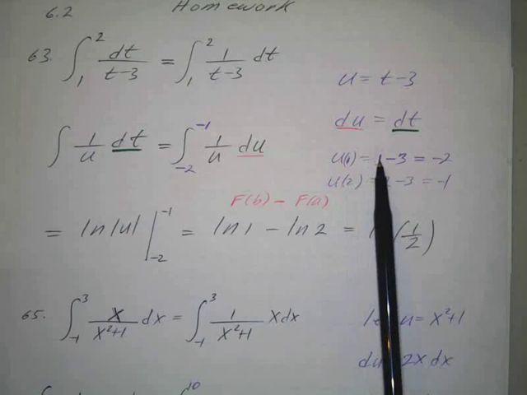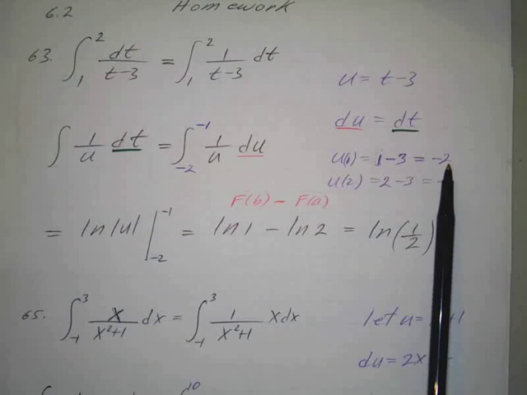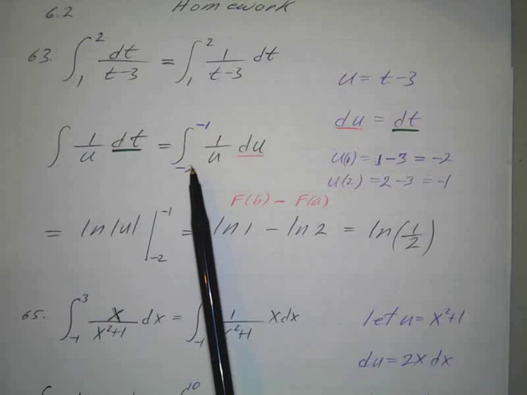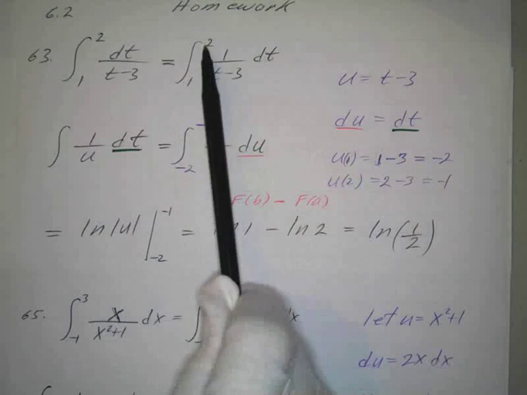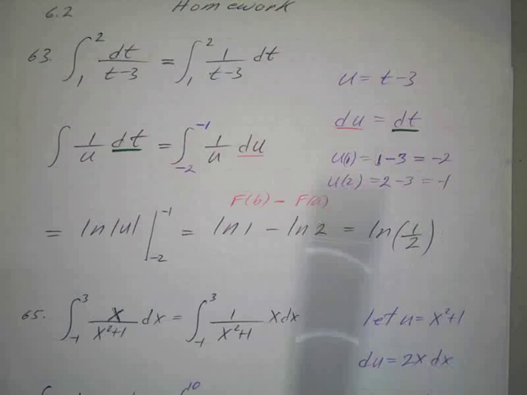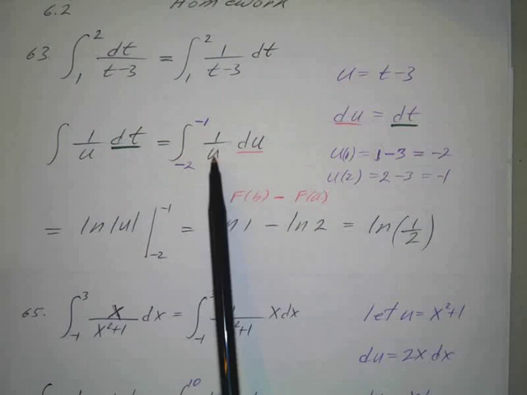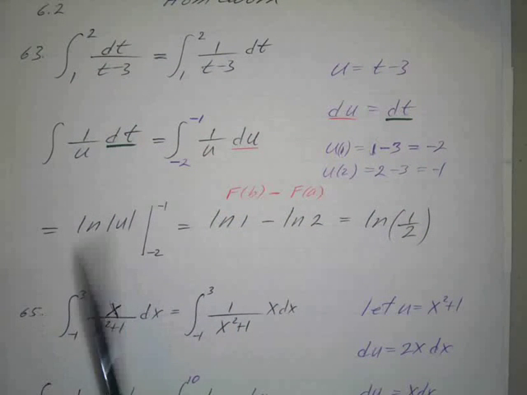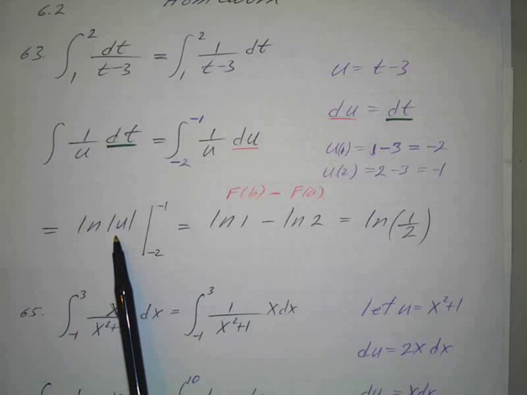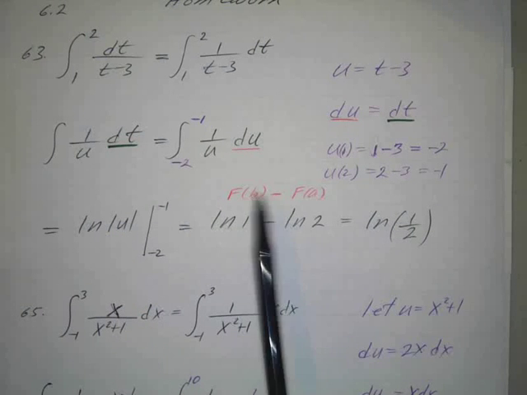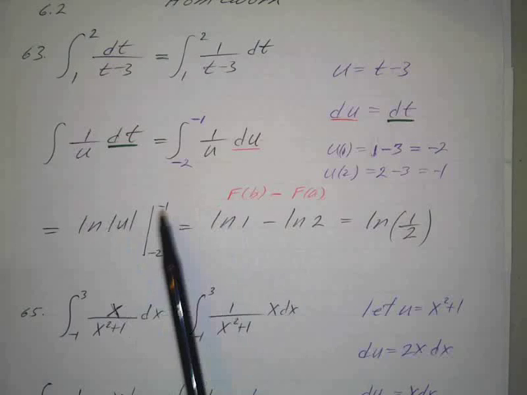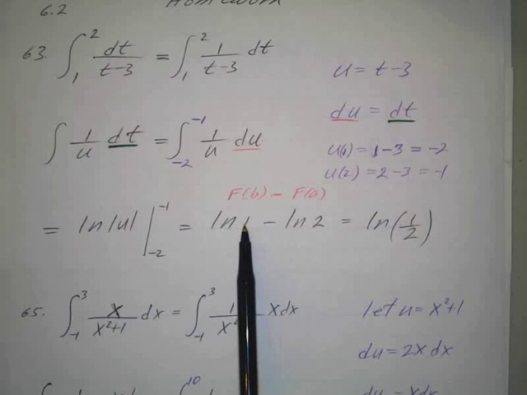So u is t minus 3, so u of 1 would be 1 minus 3 or negative 2. And then u of 2 would be 2 minus 3 or negative 1. So I'm going from negative 2 to negative 1 of 1 over u du. And again, that's the natural log of the absolute value. So when I evaluate that, f of b minus f of a, if I put negative 1 here, the absolute value of negative 1 is just positive 1.